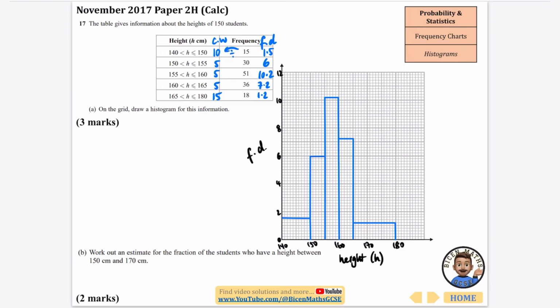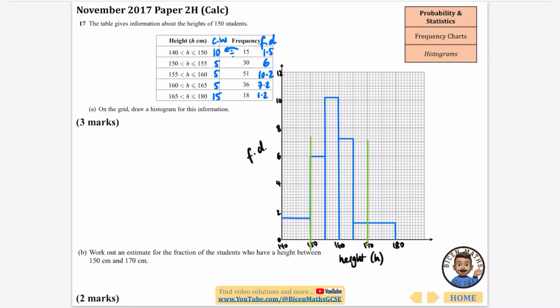It then says work out an estimate for the fraction of the students who have a height between 150 and 170. So I'm going to try and find out the areas between 150 and 170. Let's do this in a slightly different colour, like a green kind of colour for a second. So 150 to 170 is everything that is between here. I can move that so it's perfectly at 150. And then 170.